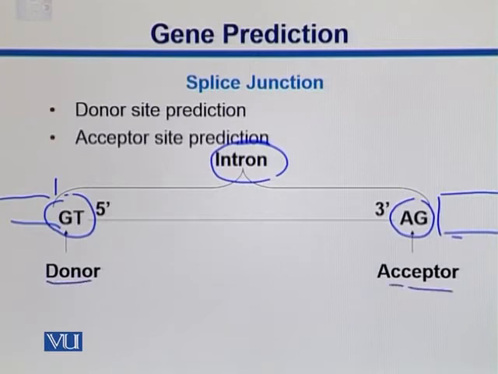The presence of these splice junctions, we call donor and acceptor because of their behavior in splicing. I'm not going to cover that, but they are called the donor site and acceptor site. The prediction of these donor and acceptor sites is also important in gene prediction.